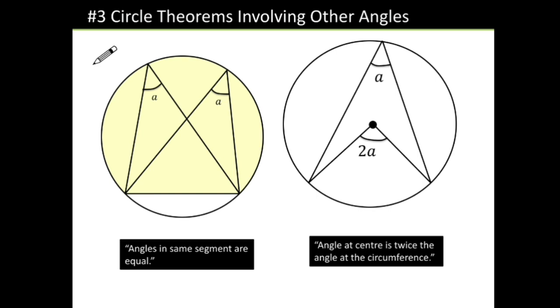Angles in same segment are equal. These two angles are equal because they both have the same two end points. Another theorem: angle at center is twice the angle at the circumference. Both the angle at the center and the angle at the circumference have the same two end points. Angle at the center is twice or double the angle at the circumference.